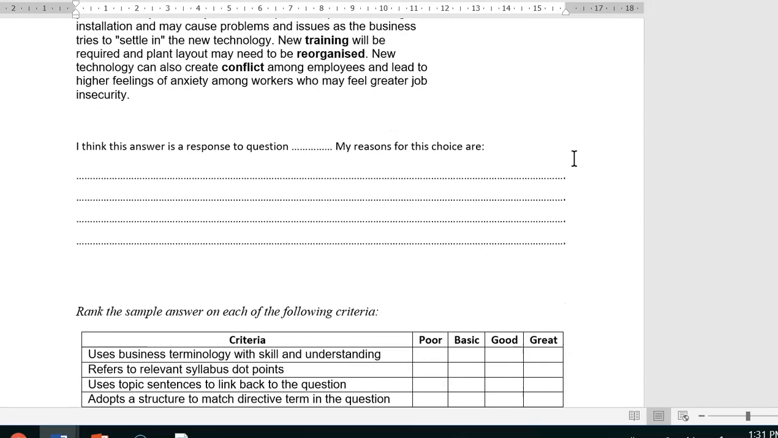They need to justify, identify the answer to the question. So which question is it? And provide reasons or justify the reasons for their choice.